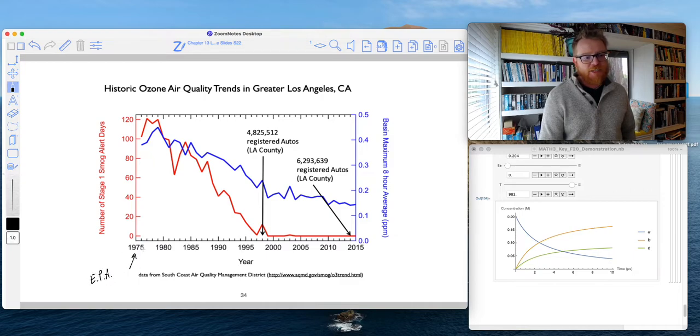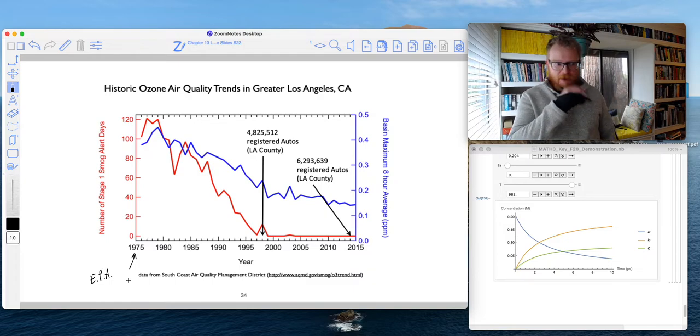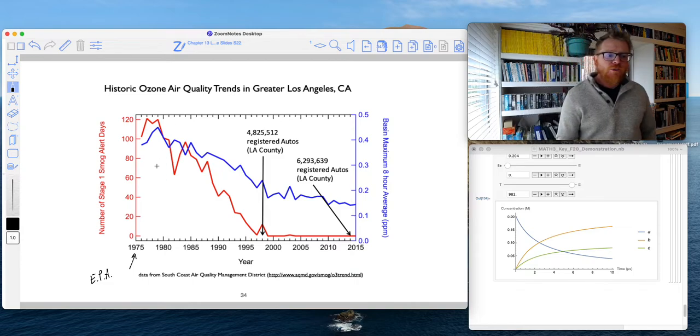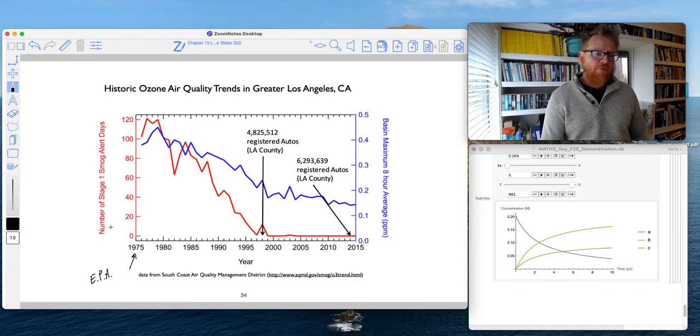The Environmental Protection Agency was started around 1975, as well as the mandate that all new cars had to have catalytic converters. Well, so now if you look, there's two things going on in this graph: number of stage 1 smog alert days and the maximum ozone concentration. And that ozone concentration is a good proxy for smog.